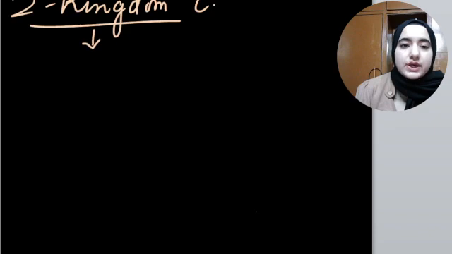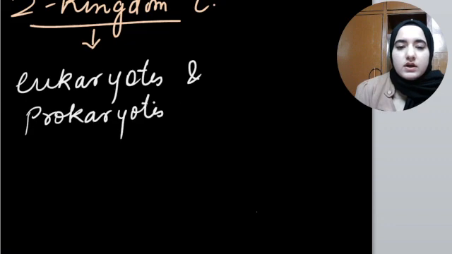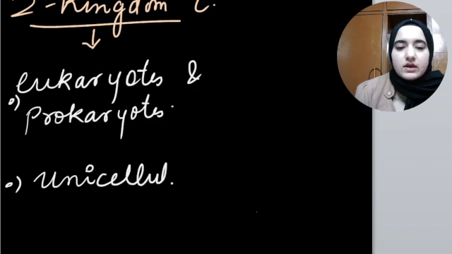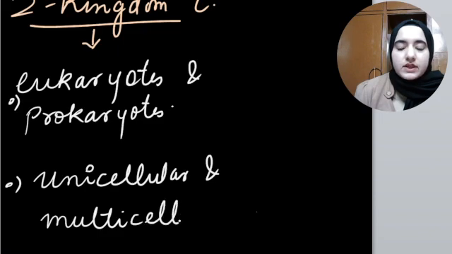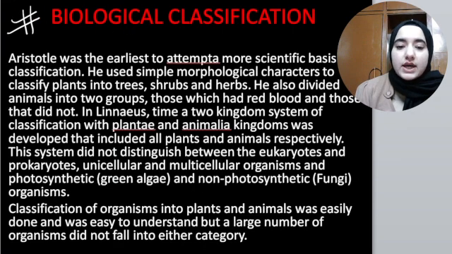First of all, two kingdom classification didn't distinguish between eukaryotes and prokaryotes. They didn't distinguish between unicellular and multicellular. Okay, I hope this concept is clear. He didn't distinguish between eukaryotes and prokaryotes. He didn't distinguish between unicellular and multicellular.